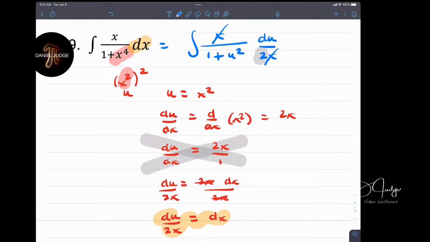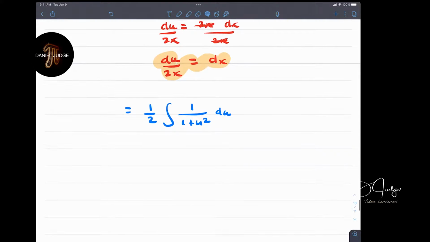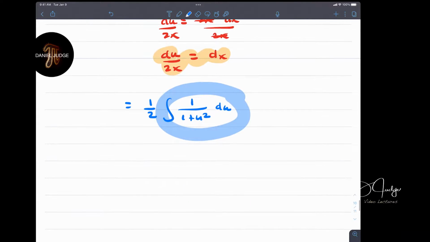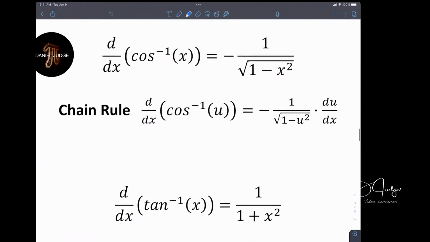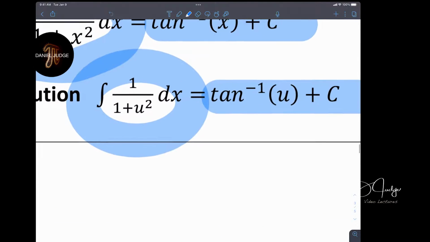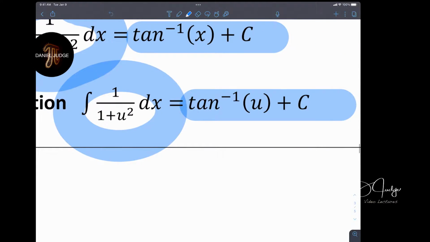So we get 1/2 integral 1 over 1 plus u squared du. And then, was there a square root there? No, there wasn't. So if you guys remember this one, this is going to be the inverse tangent. Go back to this formula. It's not there. It's right here. There it is. This is what we're looking at. Okay, it's the u sub version for the inverse tangent function.